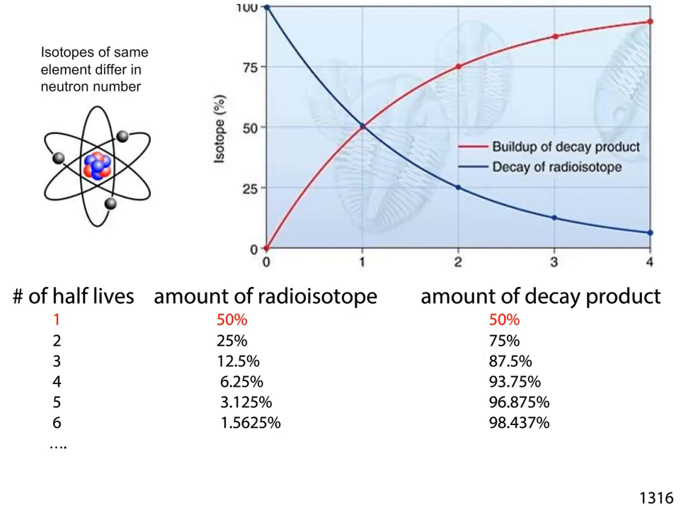This was my field long ago, so I'm just more familiar with it. The decay product is the daughter product, okay, and these are the ratios you should have based on the number of half-lives that have gone by.